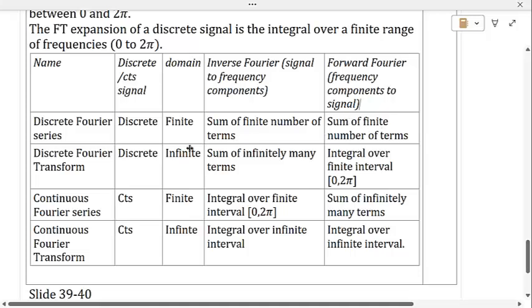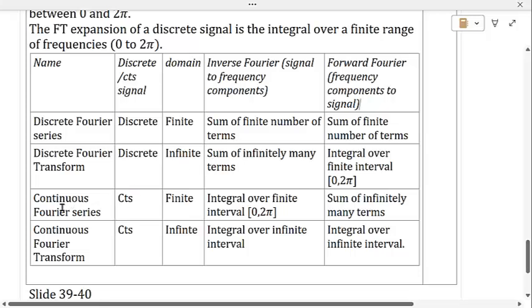Right. Now, the discrete Fourier transform, the signal is discrete, but the domain is infinite. All right. So the inverse Fourier transform is a sum of infinitely many terms. So this is what we saw. Okay, because you're summing over the infinite domain. Right, but the Fourier is an integral over a finite interval, and that reflects the fact that the signal is discrete. Okay, so discrete has to do with this finite interval, and infinite, of course, has to do with the sum or integral of infinitely many terms. Right.